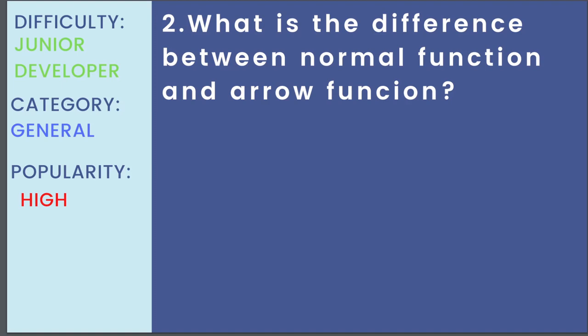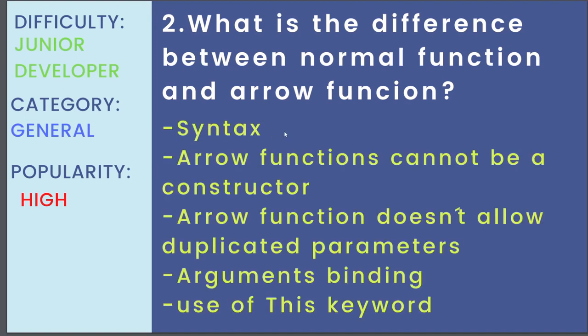Question number 2. What is the difference between a normal function and an arrow function? So pause the video now and try to come up with your own answer. So I wrote down 5 differences. First of all, different syntax. Second, arrow functions cannot be a constructor. Arrow functions don't allow duplicate parameters. Difference number 4 is arguments binding, and the last one, use of the this keyword. Let me explain those last 2 differences.